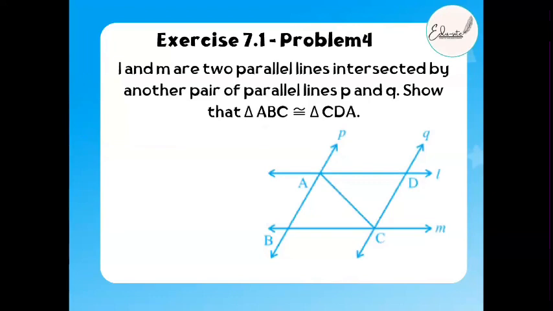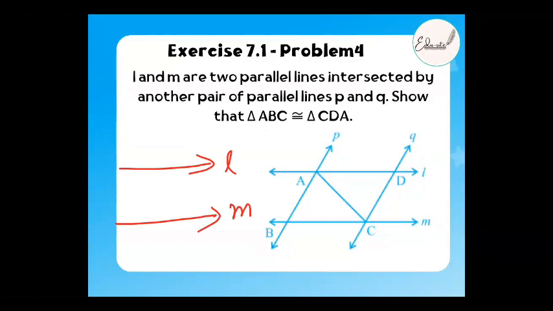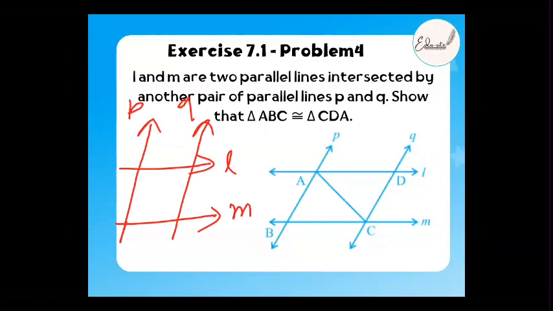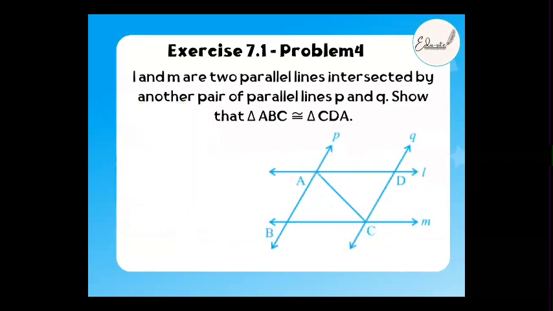Okay, we have a problem here. Come on, read it for me, Laiba. L and M are two parallel lines intersected by another pair of parallel lines P and Q. पहले उन्होंने L and M lines लिया है, correct? Then they have taken two other lines. One is P line and one is Q line, correct? Show that triangle ABC is congruent to triangle CDA. What we have to prove is that these two triangles are congruent. That's all. How will we prove it, Laiba?